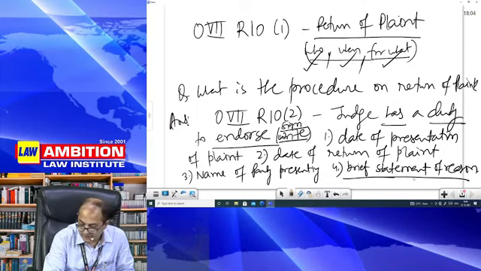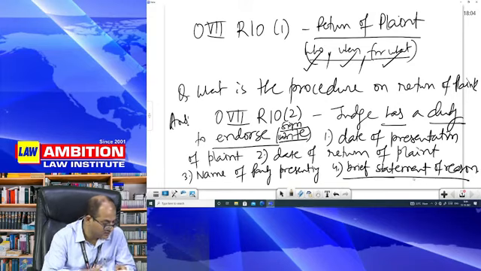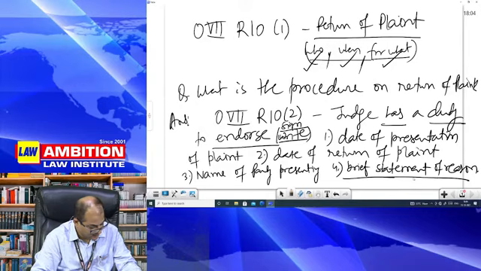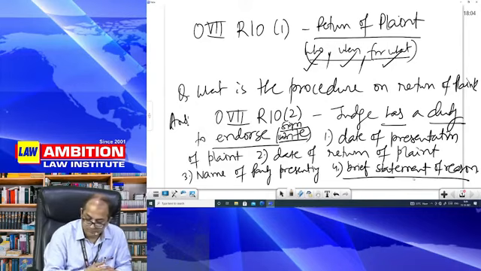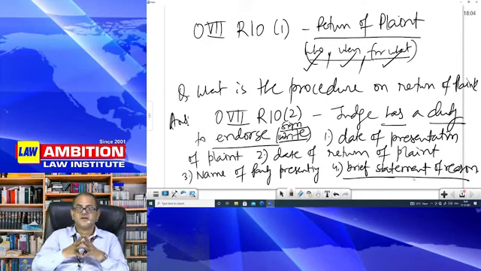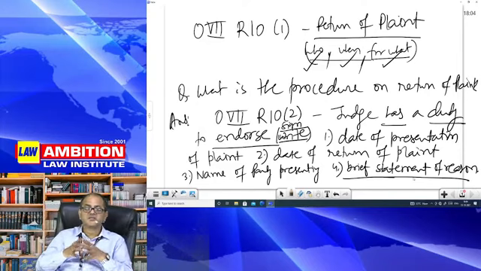Now, why are we writing the date of presentation of plaint? Why are we writing the name of the party presenting? Why are we writing the brief statement of reason? Everything has a reason. Everything has a reasoning behind it.